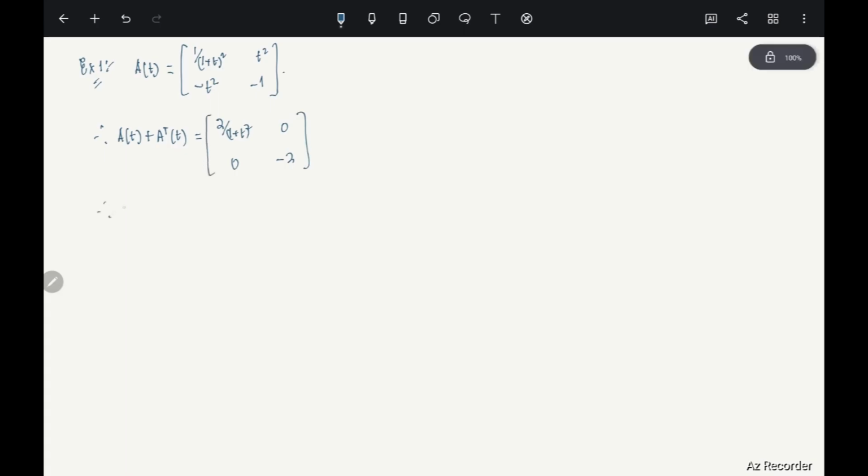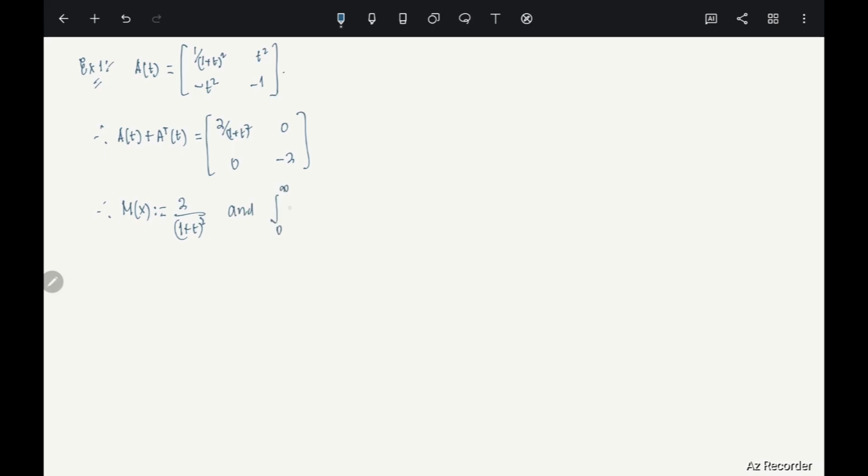And therefore, what is m of t? Define m of t to be the maximum of all the eigenvalues. For this, it is like a diagonal matrix, so the eigenvalues are the diagonal elements: 2 by 1 plus t square and minus 2. Between minus 2 and 2 by 1 plus t square, the maximum is 2 by 1 plus t square. So m of t is 2 by 1 plus t square. That's just the definition.